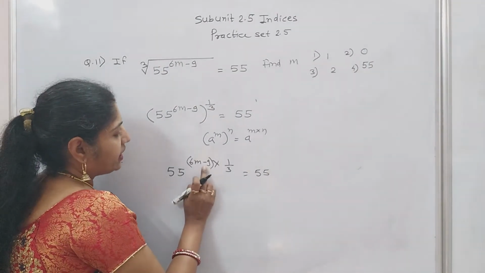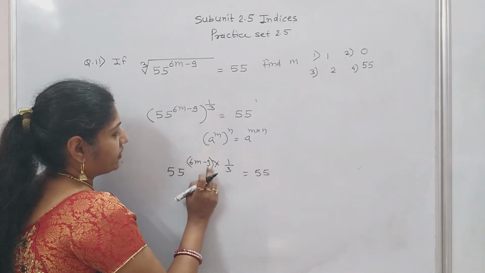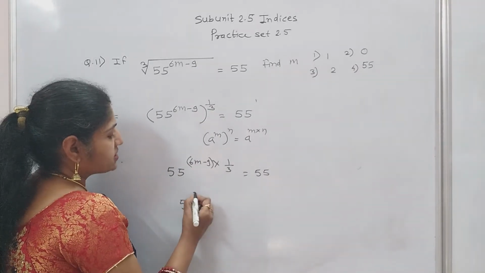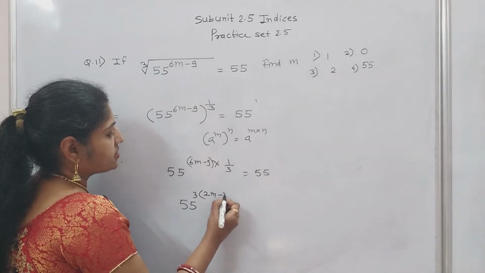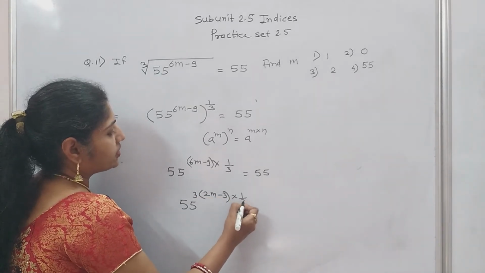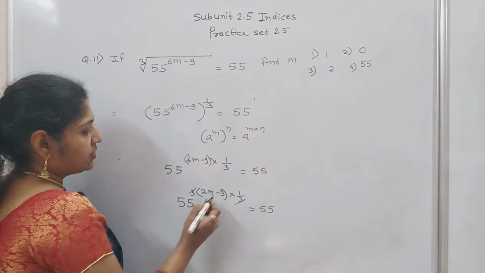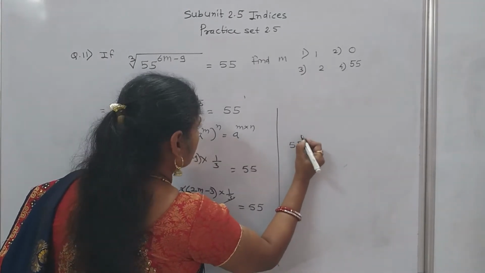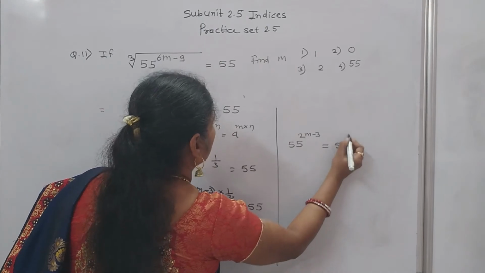From this bracket, I find out the common factor. Common is 3. In bracket 3 2s are 6. 2m minus 3 into 1 upon 3 equal to 55. The 3s are cancelled. So, next is 55 raised to 2m minus 3 equal to 55 raised to 1.